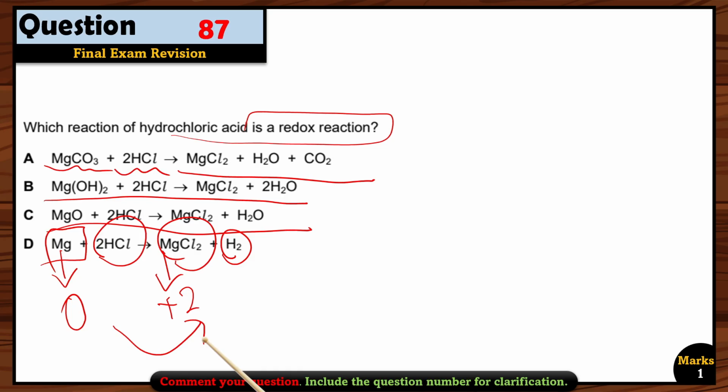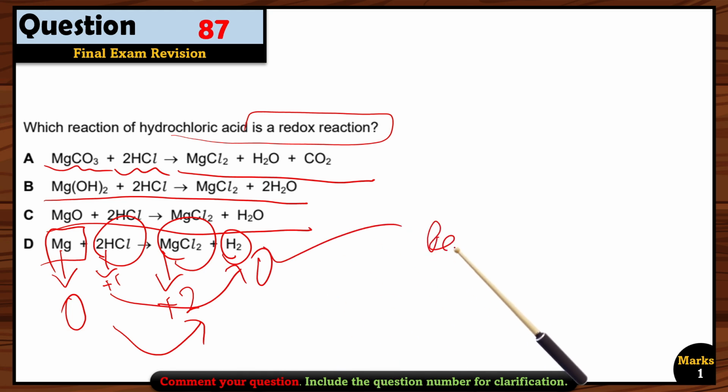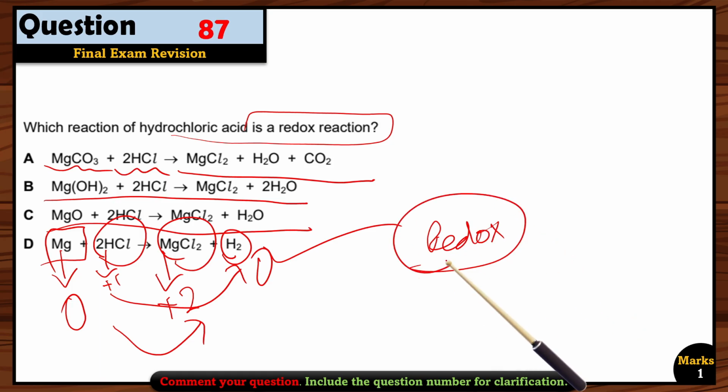It means then there should also be reduction. If you see, hydrogen is +1 here, but now it becomes 0, right? So hydrogen is reduced, magnesium is oxidized. So this reaction is actually a redox reaction. So this is the simplest trick if you want to find the redox reaction: first you have to look if you can find any element.